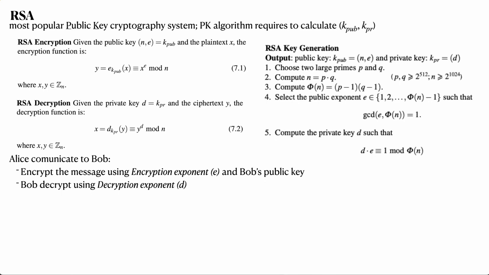And then we come to RSA. RSA is the most popular public key cryptography system, and this public key algorithm requires calculating a pair of keys, public and private.